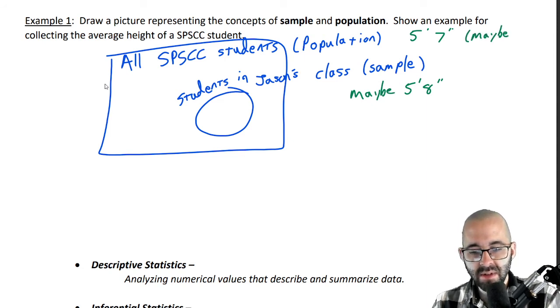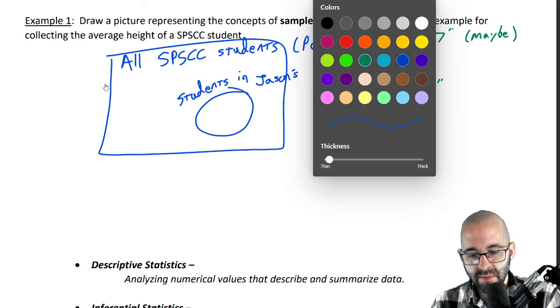All right, so this is kind of what's going on. Population is everyone. That is fixed. And sample is who we're asking, and that can be random.